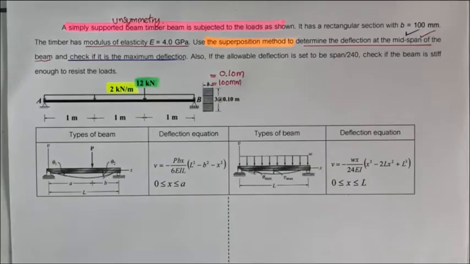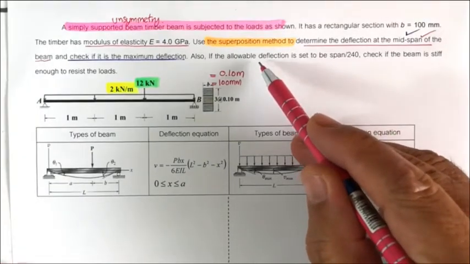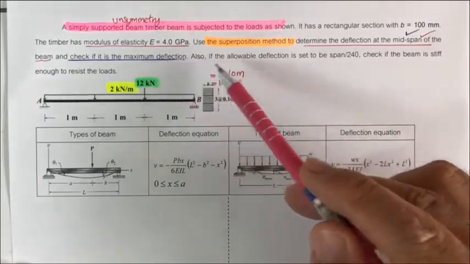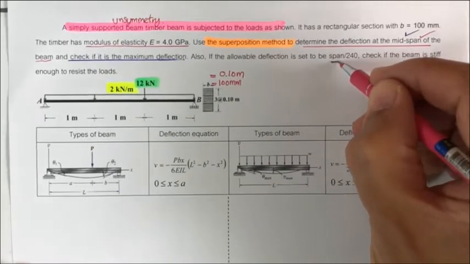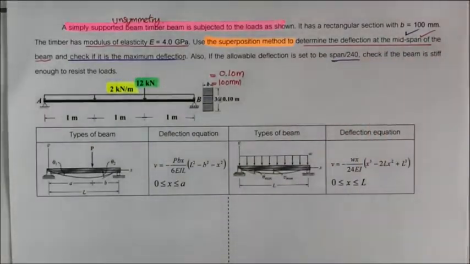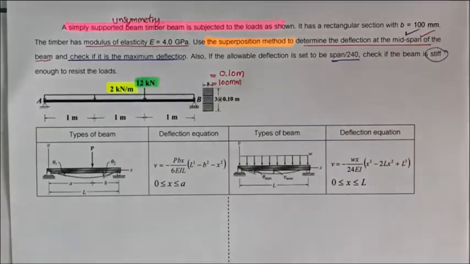This is a kind of more than we had in the mechanics of materials. And then we check the maximum deflection against the allowable deflection, which is said to be span divided by 240. That means this beam will not have a wall under it. If it had a wall, it would be span divided by 360. If it passes, that means the beam is stiff enough to resist the load. If not, we have to redesign this beam.